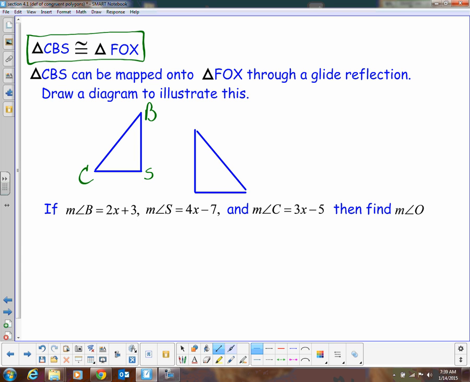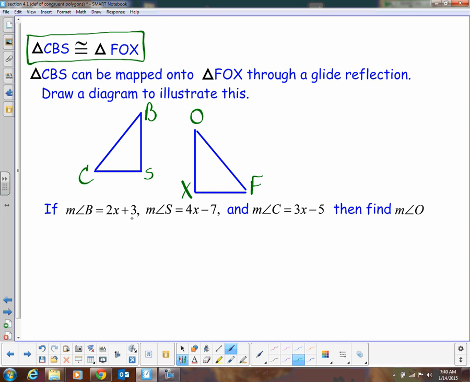All right, so now help me label this. What should this vertex be? F, O, or X? Pardon? F? What should this one be? O, and this one? Right.